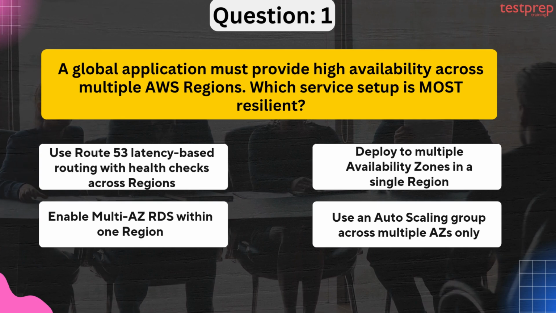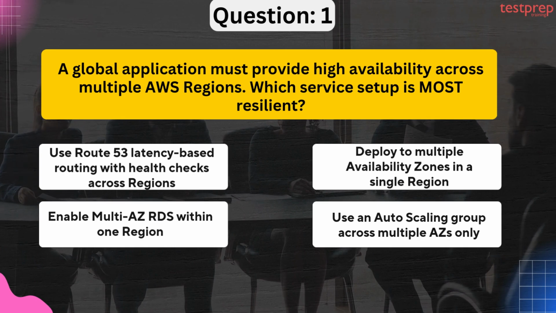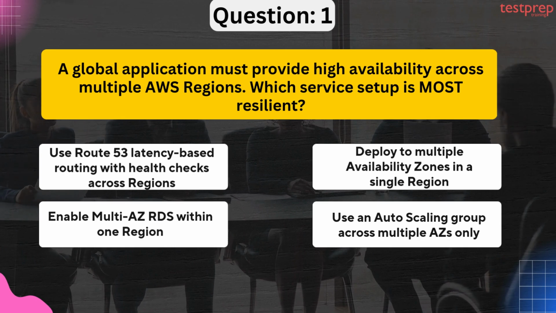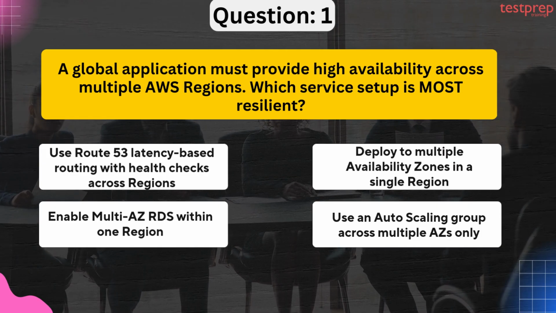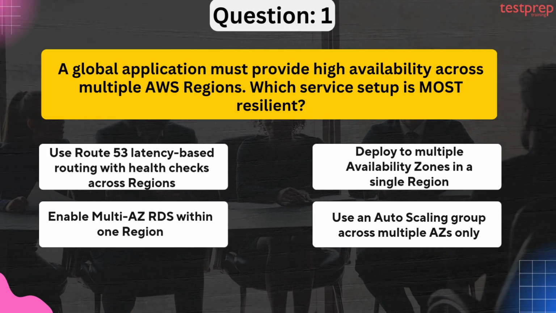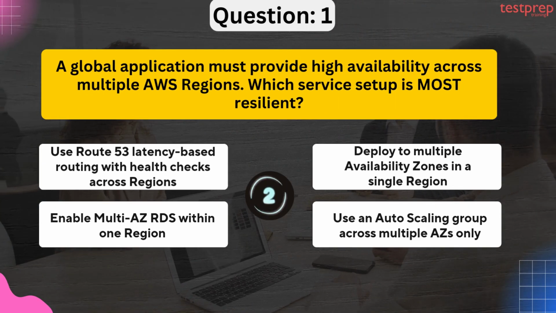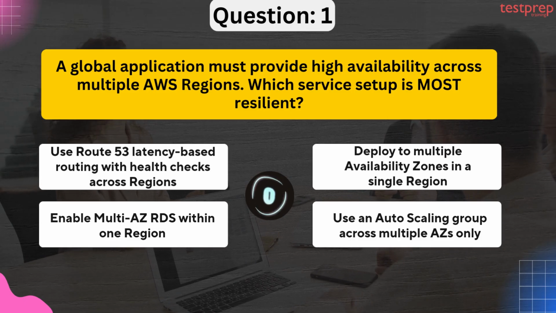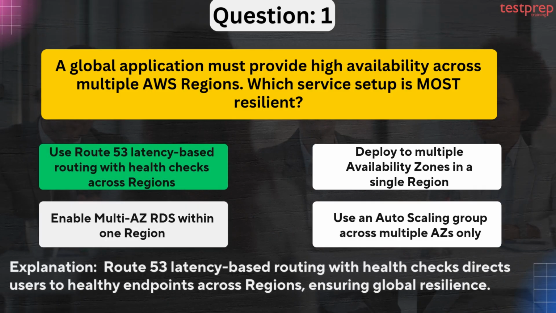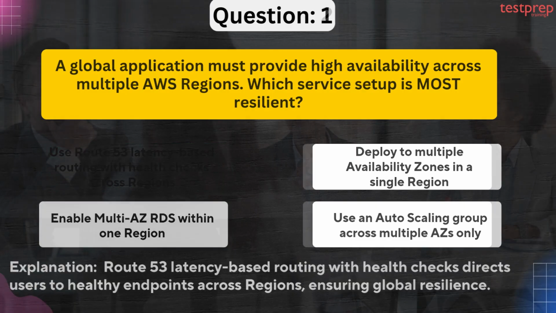Question 1. A global application must provide high availability across multiple AWS regions. Which service setup is most resilient? The correct answer is use Route 53 latency-based routing with health checks across regions. Route 53 latency-based routing with health checks directs users to healthy endpoints across regions, ensuring global resilience.